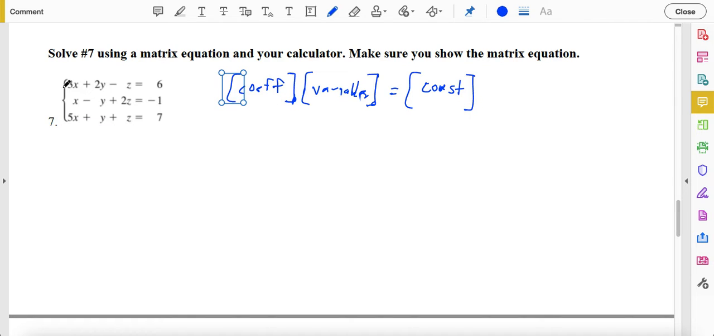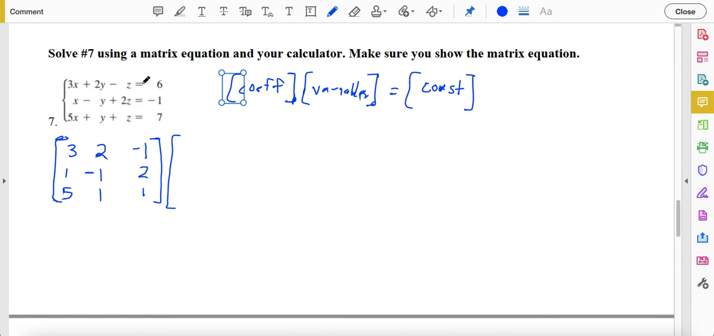So the coefficient matrix here consists of just the coefficients of these variables. So it's a 3 by 3. We've got 3, 2, negative 1, 1, negative 1, 2. Notice how these are coming from the coefficients of each one of these equations. Then 5, 1, 1. That's our coefficient matrix.